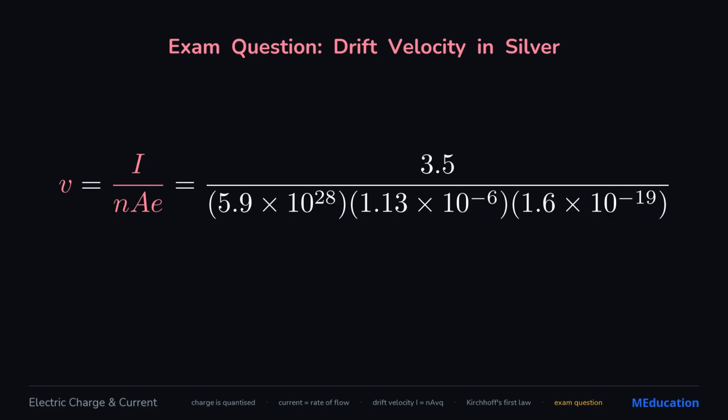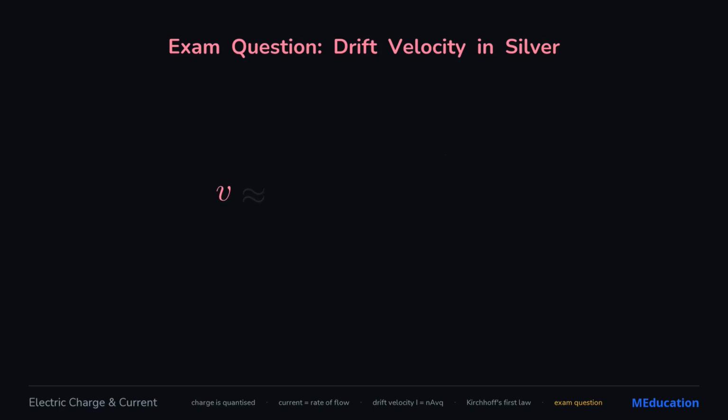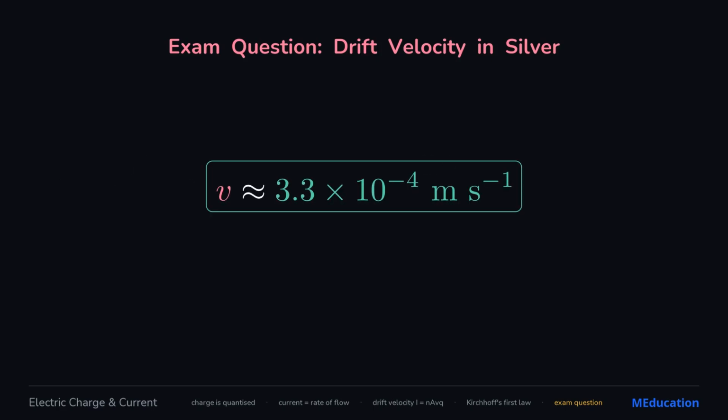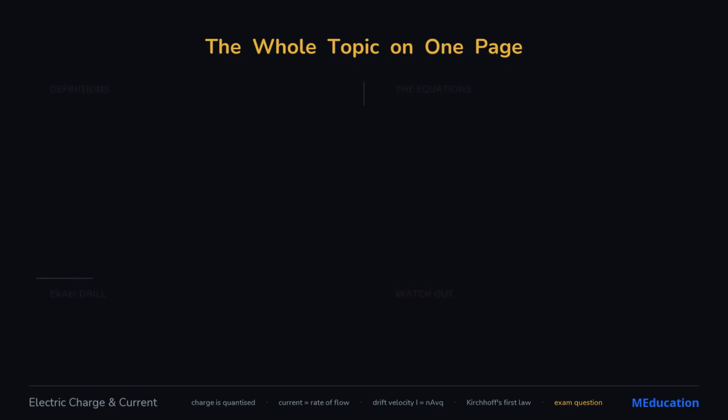Slot in the numbers, 3.5 over 5.9 times 10 to the 28 times the area times e. The denominator works out near 10,600. And the answer, about 3.3 times 10 to the minus 4 meters per second, quoted to two significant figures with its unit. That is a third of a millimeter each second, slower than the minute hand of a clock, yet your lamp still lit instantly.